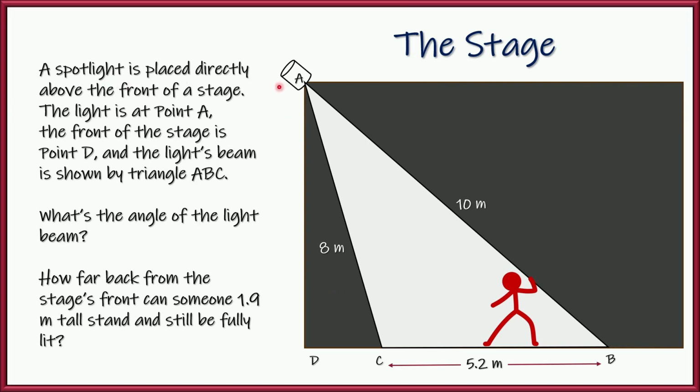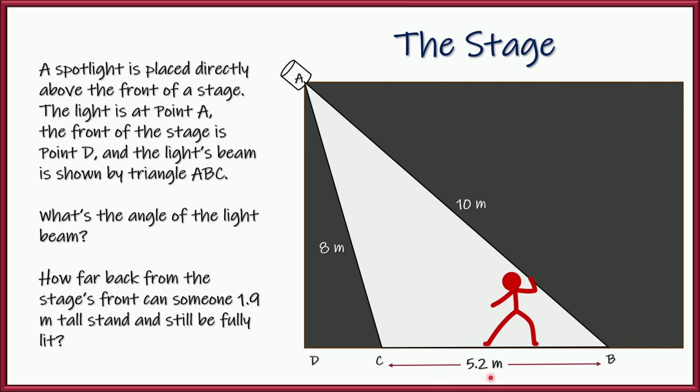Here's what we've got. We've got a spotlight above the front of the stage. It's point A, and the front of the stage right here is point D. The spotlight sheds a beam like this. And here are the dimensions: 10 meters, 8 meters, and 5.2 meters.